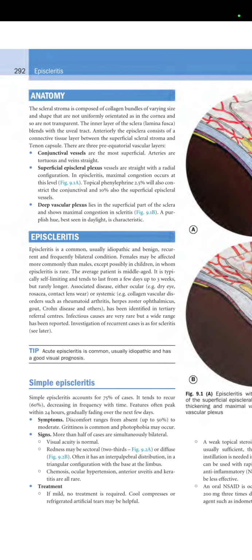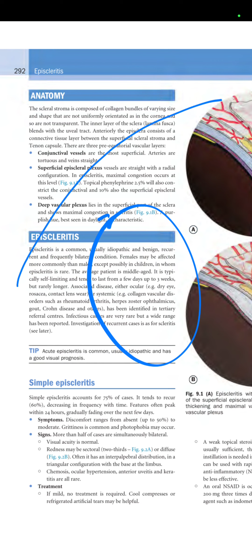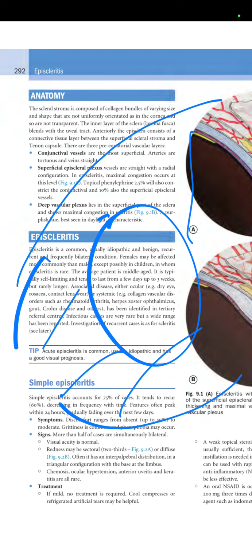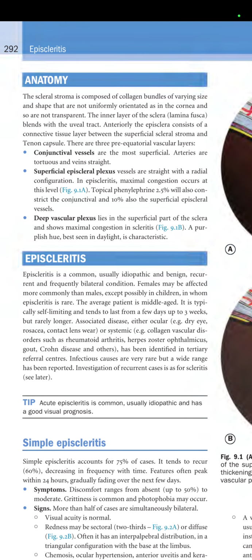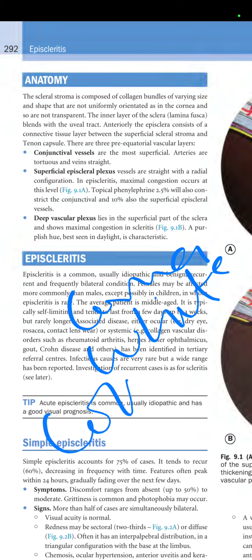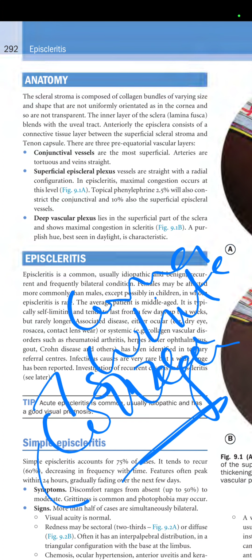Do you know what the sclera is? This is the cornea, and the whitish portion that you see around the eye is the sclera. The scleral stroma is composed of collagen bundles of varying size and shape that are not uniformly oriented as in the cornea, and so are not transparent. So the cornea is transparent, whereas the sclera is whitish in color. It is also composed of collagen fibers, but the fibers are of various sizes and shapes and are not oriented parallel to each other, so they are not transparent.